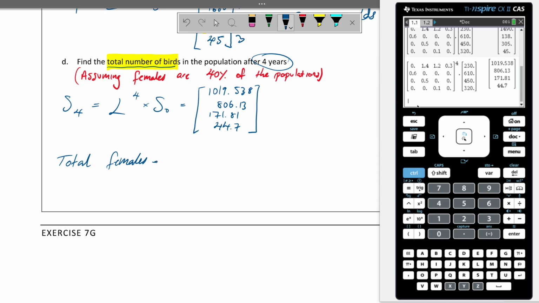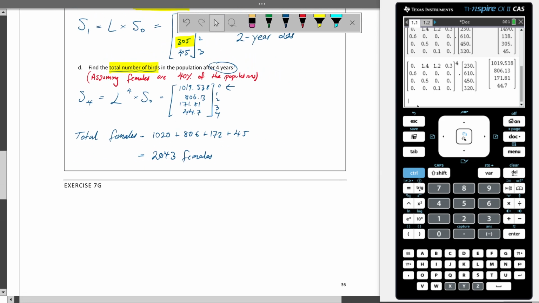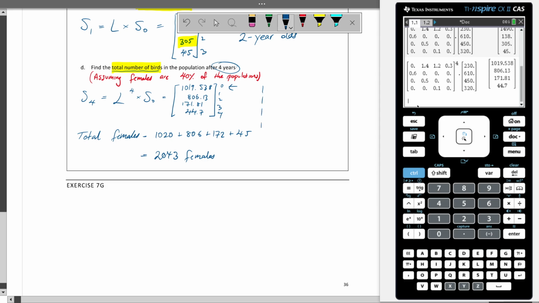If I now wanted to figure out the total females, what I would do is add all of these numbers up, and I'm just going to round them. The total amount of 0-year-olds I have is 1019.5, so that rounds up to 1020. That's 806, that's 172, and that's 45. And when I add all of those together, I get 2043 females. And now, I'm not done yet, because now I need to find the total.